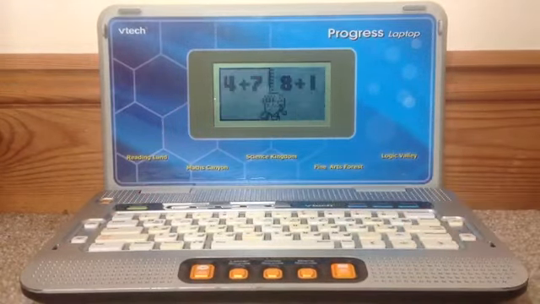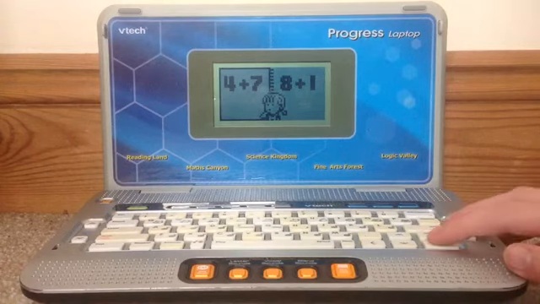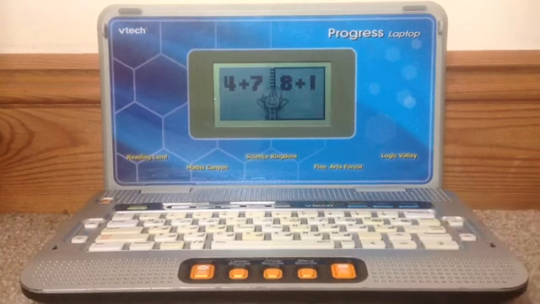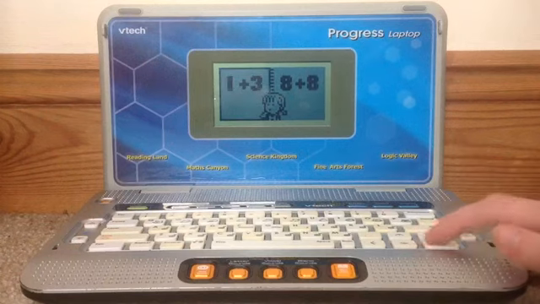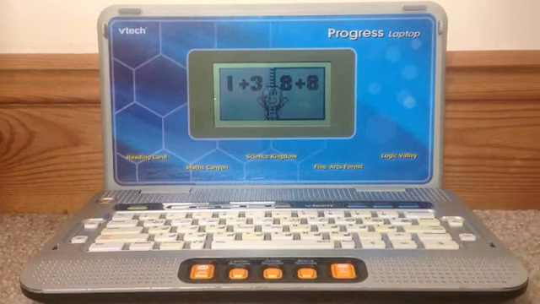Equation. Pick the side that's left. Use the arrow keys and press enter to answer. This side is less. Try the next one. Pick the side that's more. That's right. This side is more.